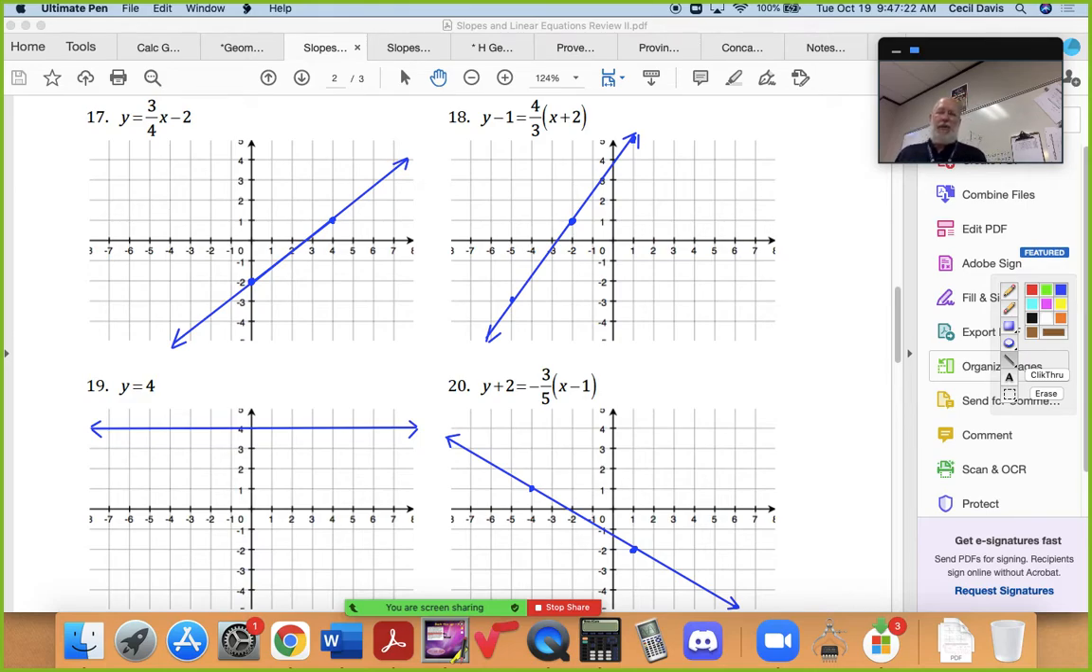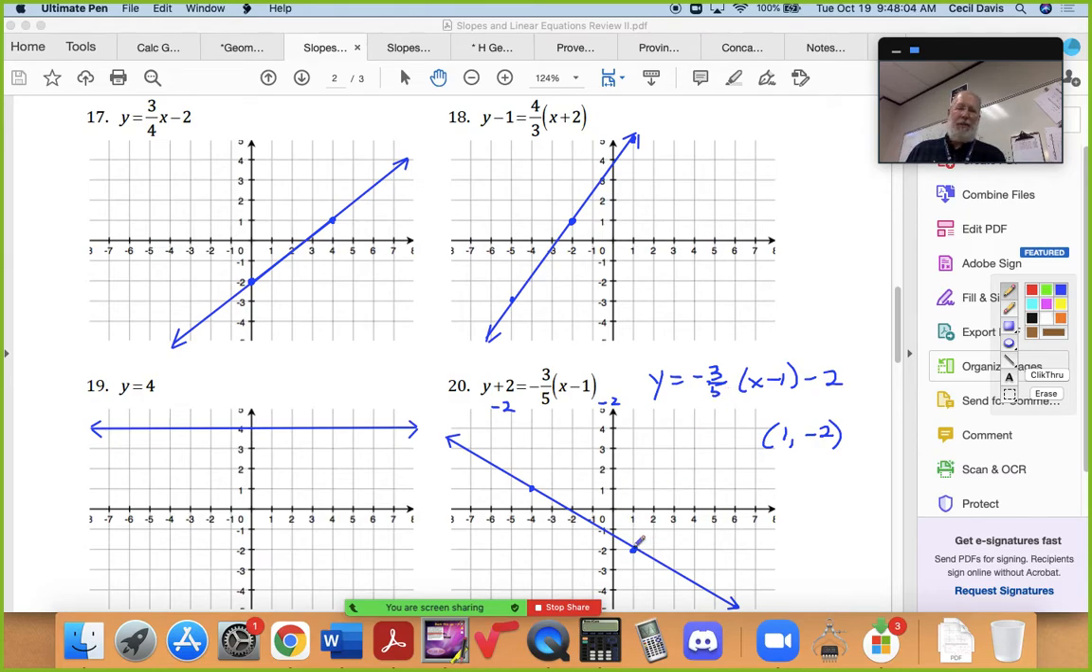Number 20, all right. So typically what I tell people they should do is go ahead and subtract the 2 so that it's on the other side of the equation. So we'll subtract 2 from both sides and get y is equal to -3/5 times x minus 1 minus 2. And remember, for your x coordinate, what's in the parentheses is always going to be the opposite of the sign that's here. So this will be +1. And the y coordinate will be the same sign. It'll be -2. So we're going to go through the point 1, -2 with a slope of -3/5.